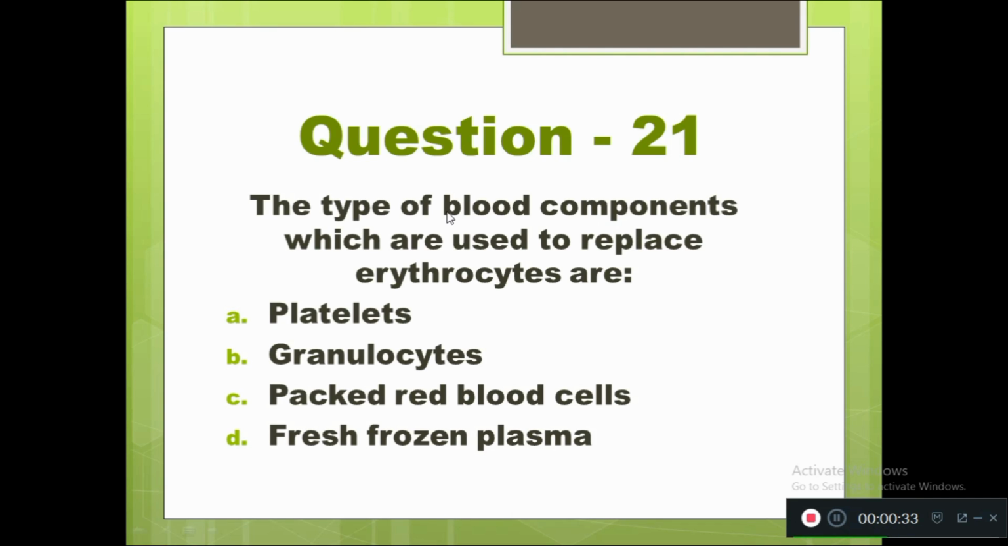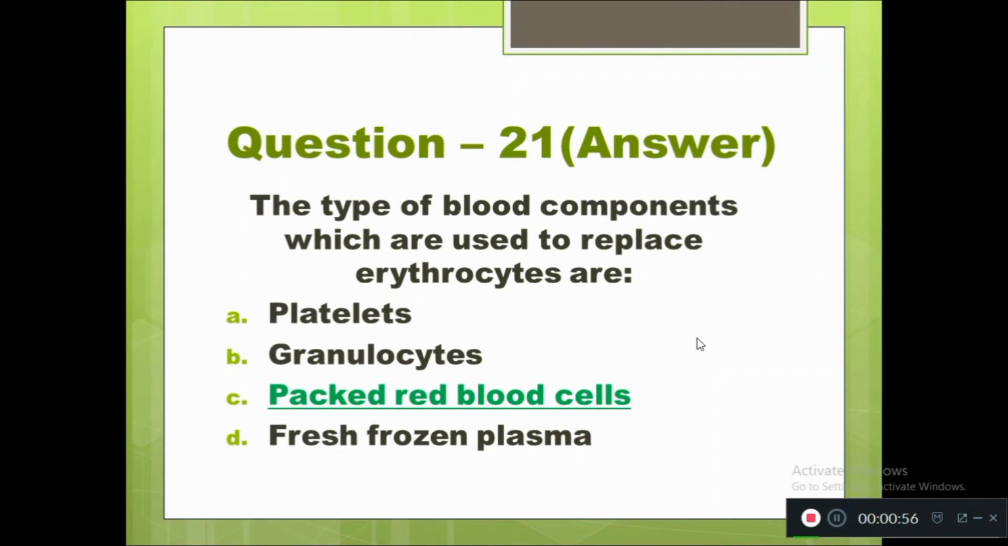Question number 21. The type of blood components which are used to replace erythrocytes are option A platelets, option B granulocytes, option C packed red blood cells, option D is fresh frozen plasma. The type of blood components which are used to replace erythrocytes are packed red blood cells.